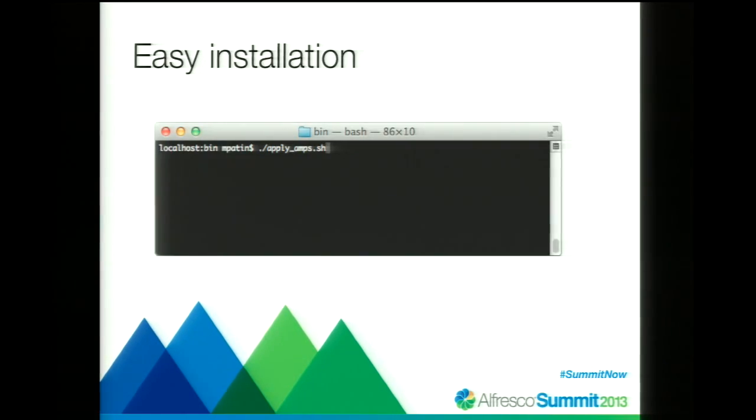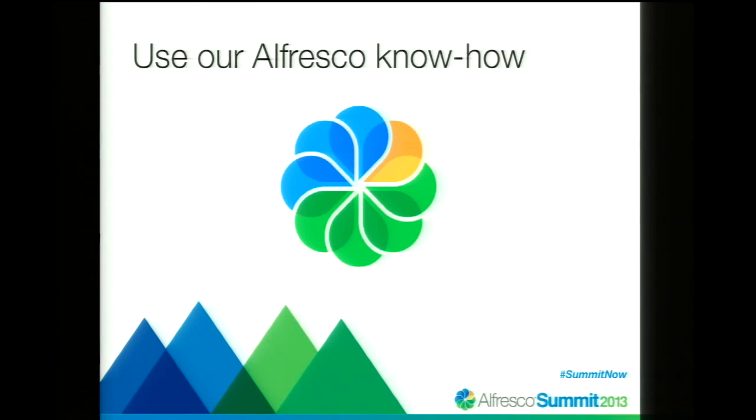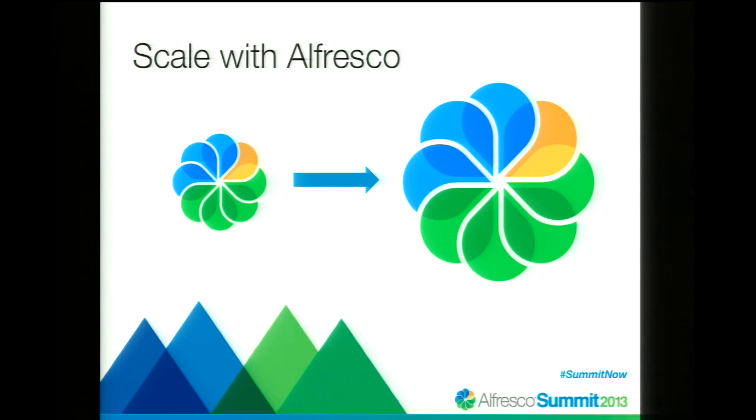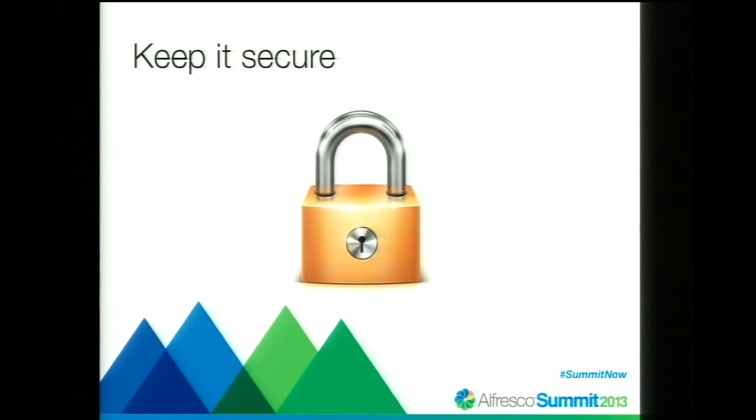Another thing was we wanted it to be easy to install, so we packaged it as an AMP. So you get one-line installation. We wanted to use our Alfresco know-how. We know Alfresco. We know how to move around in Alfresco. So let's develop this in such a way that takes advantage of our Alfresco knowledge. And we wanted to scale with Alfresco. We wanted to develop in such a way that as new Alfresco features become available, they're easy to take advantage of. And finally, we wanted to keep it secure. And that meant for us using Alfresco's APIs, not jumping over the APIs directly to the database, letting Alfresco's APIs take care of security for us.